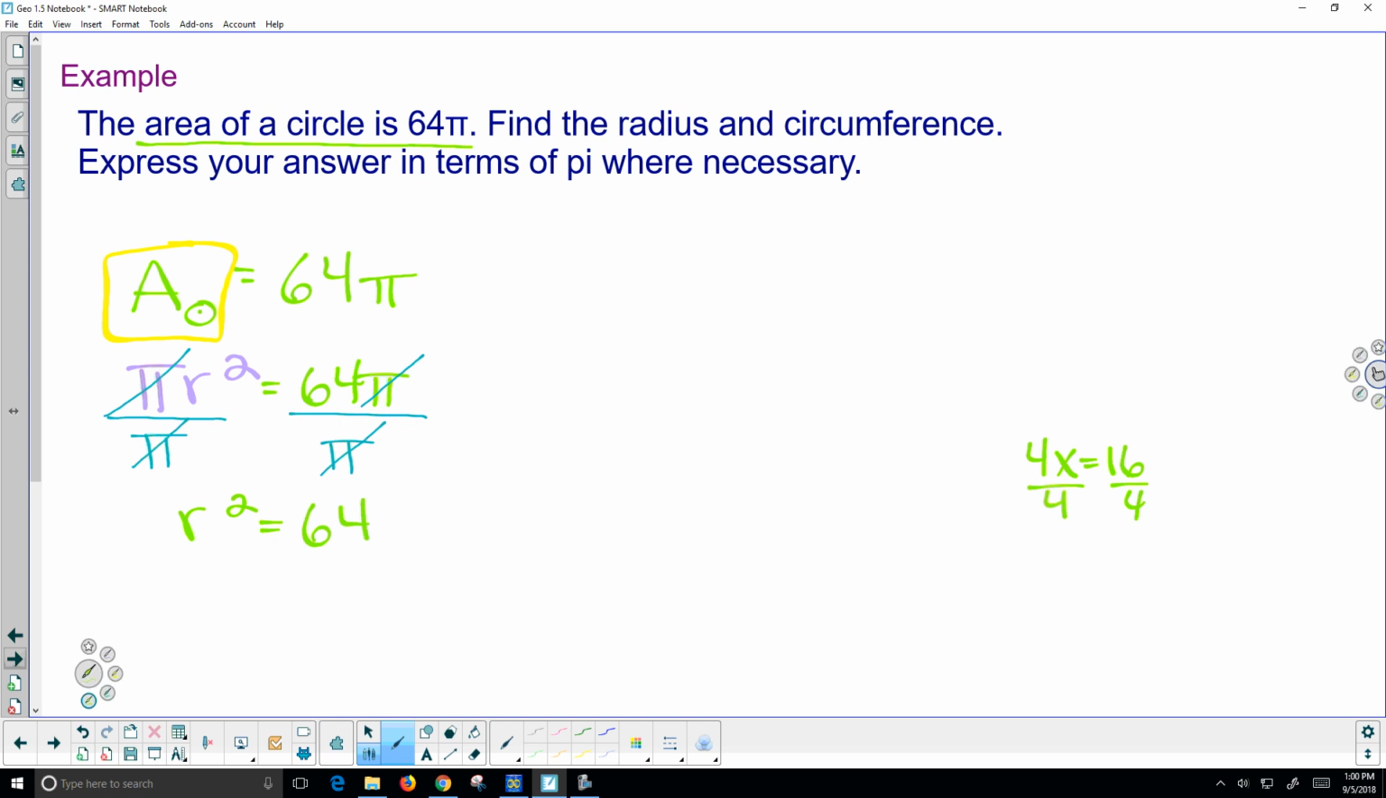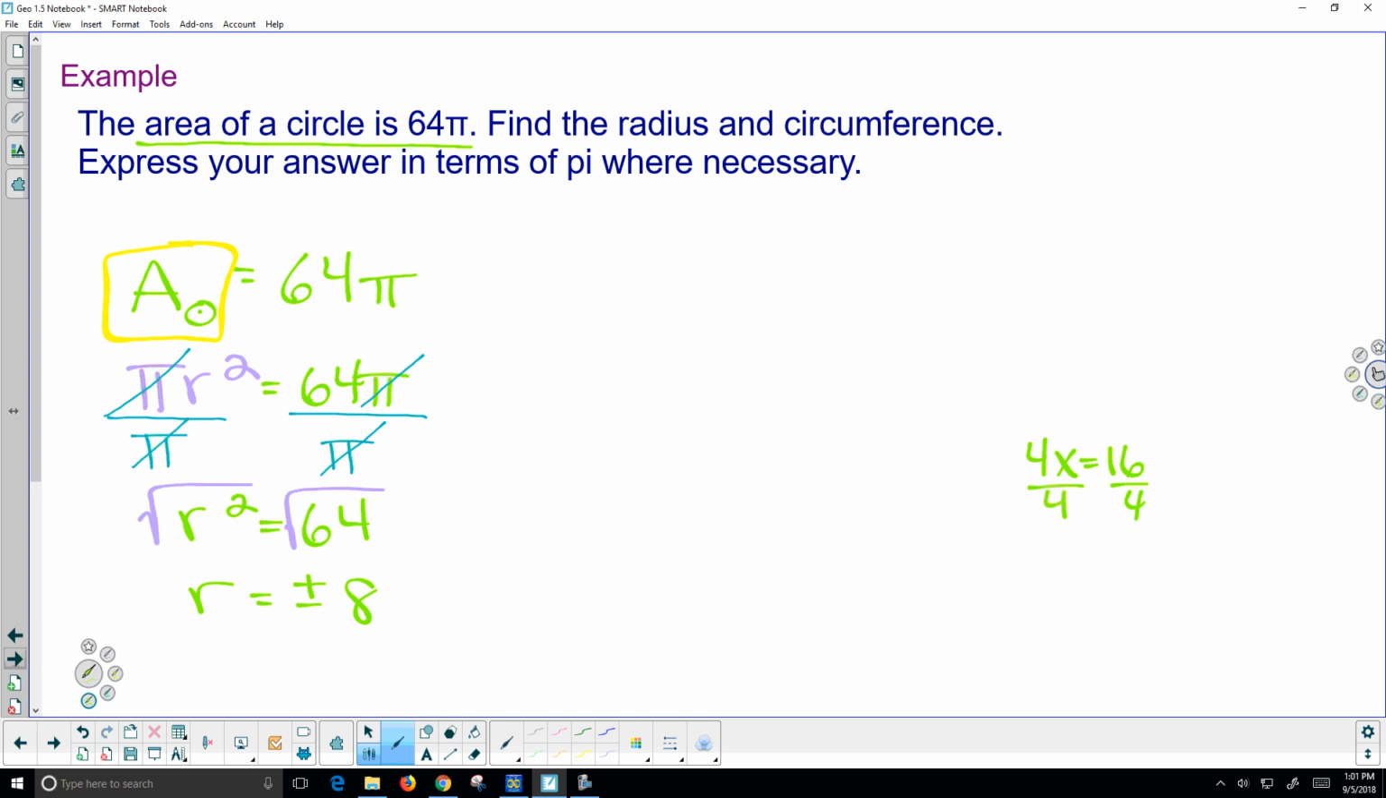Last year in Algebra 1, we learned that to undo any operation, you use the inverse operation. We learned in the chapter on exponents that the inverse operation of squaring something is to take the square root. So in order to figure out what the answer is, I'm going to take the square root of r squared. Anything in algebra I do to one side, I have to do to the other. So I'm also going to take the square root of 64. The square root of r squared is just r, and the square root of 64 is plus or minus 8.